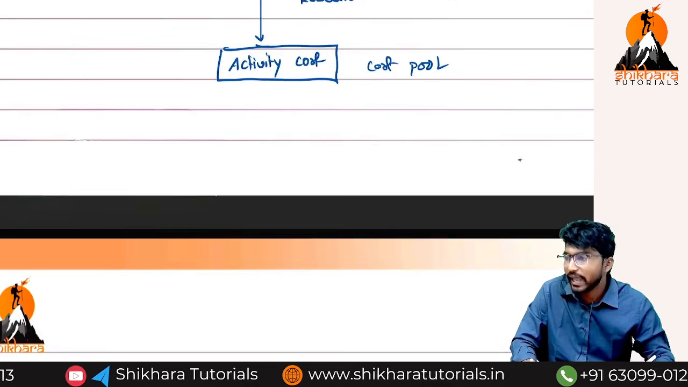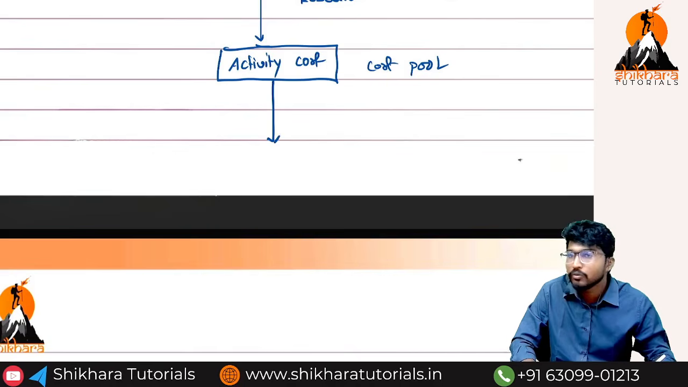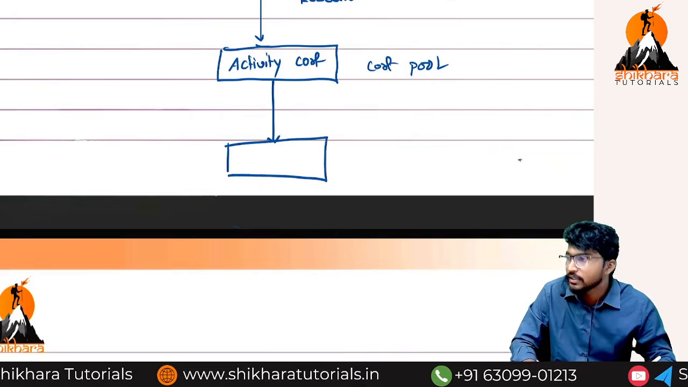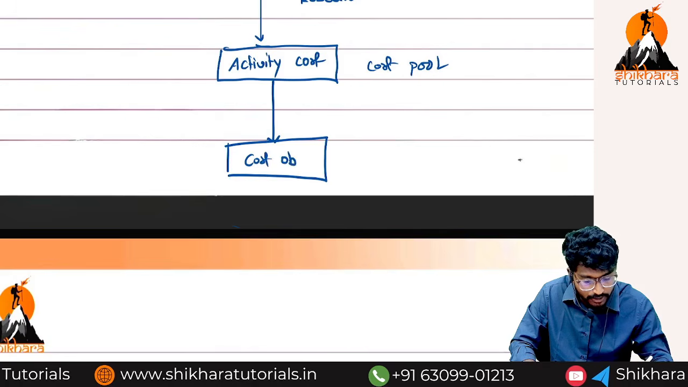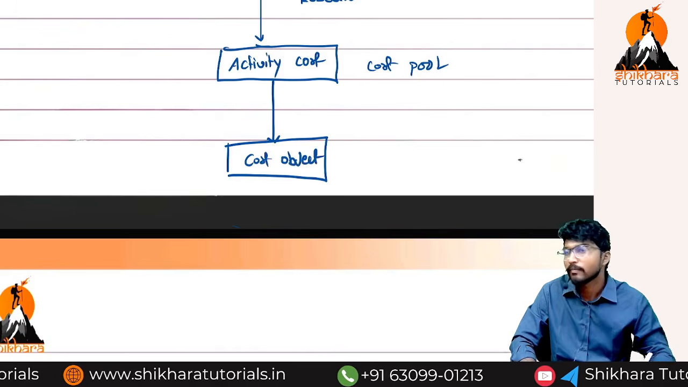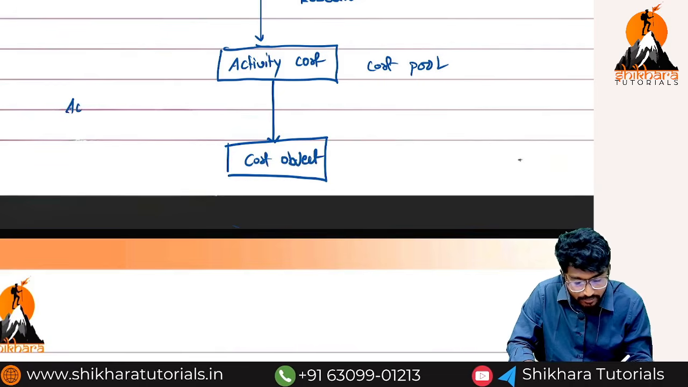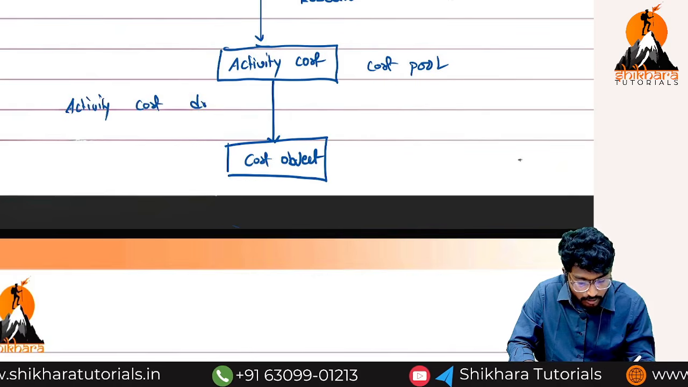After finding the activity cost, what will we do? We will allocate or apportion this activity cost to whom? Cost object. Using which cost driver? Activity cost driver.